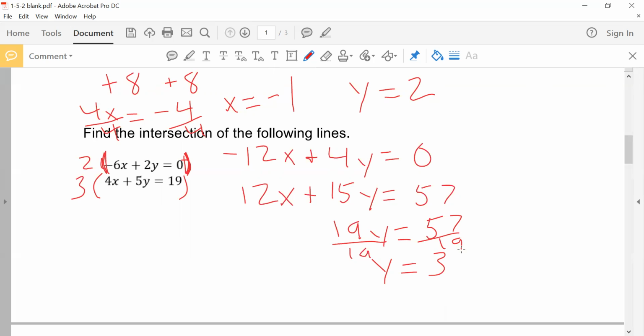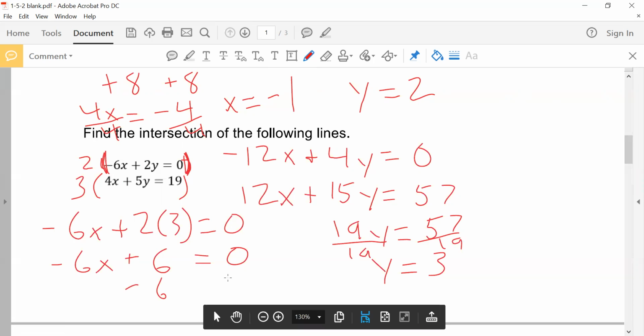I'm going to use the top equation. So we got negative 6x plus 2 times 3 equals 0. 2 times 3 is 6. Negative 6x plus 6 equals 0. That's where we're at right now, just doing 2 times 3 there.